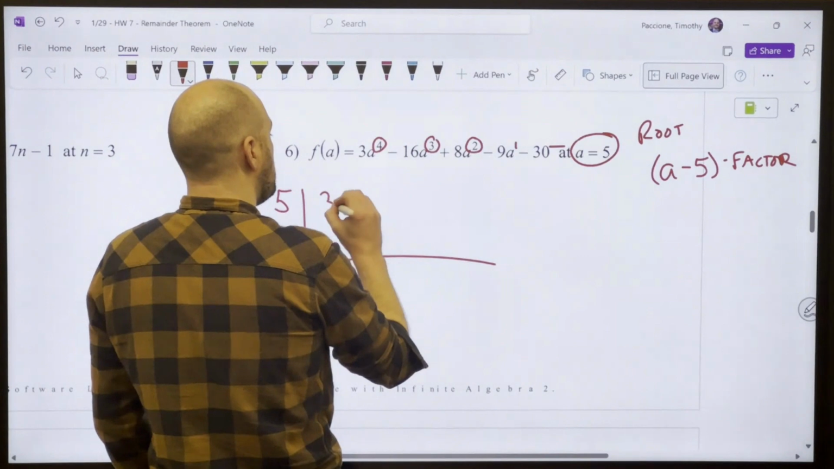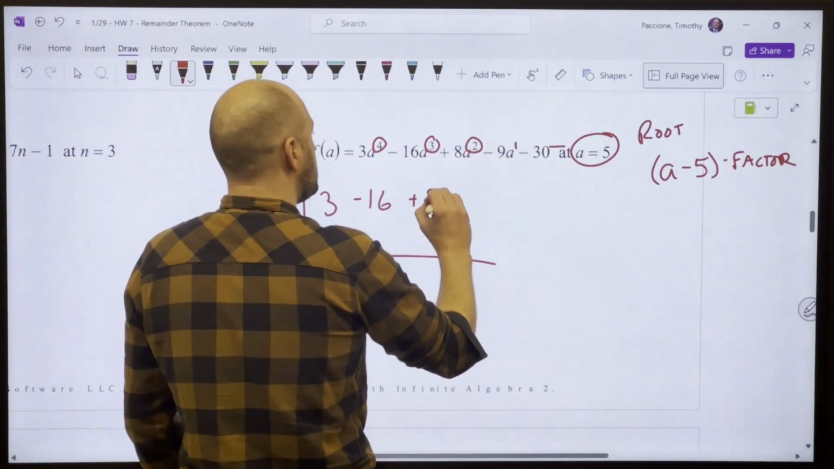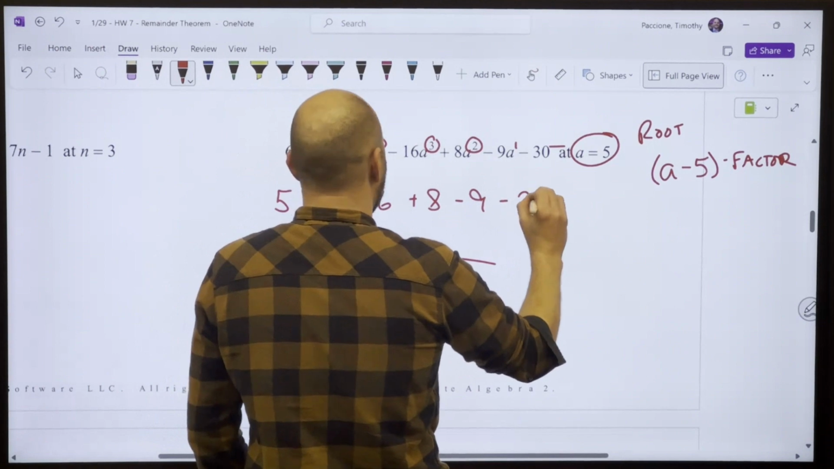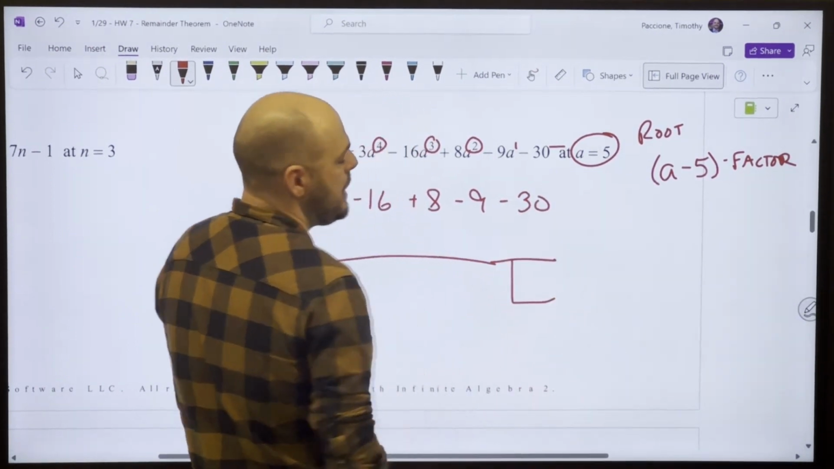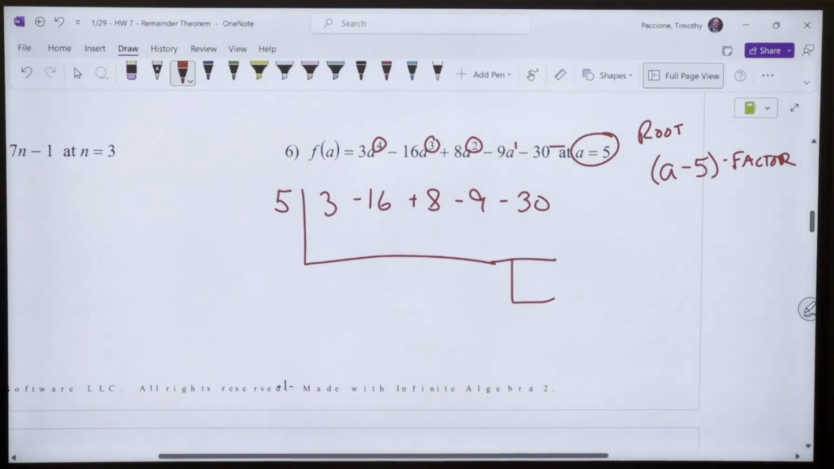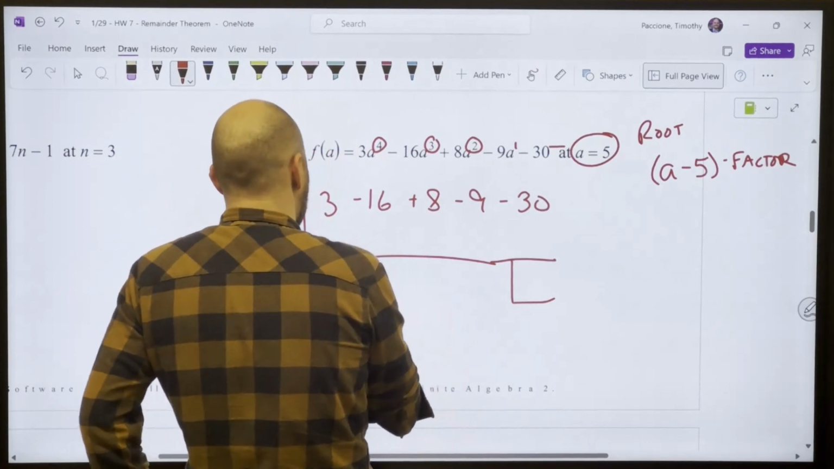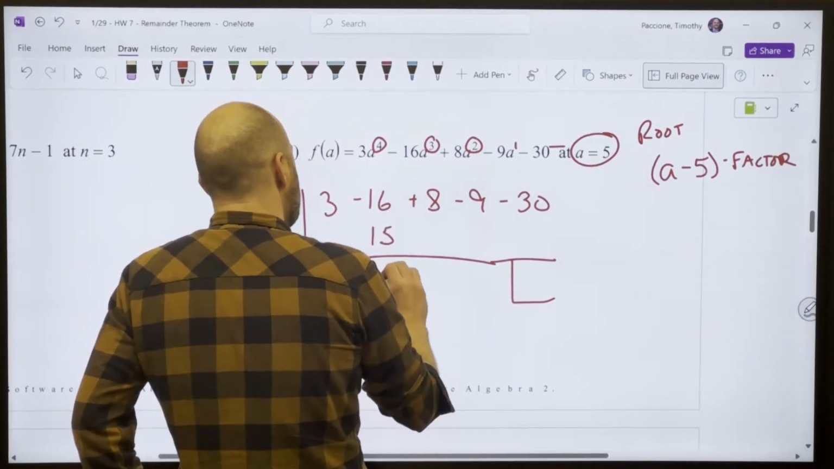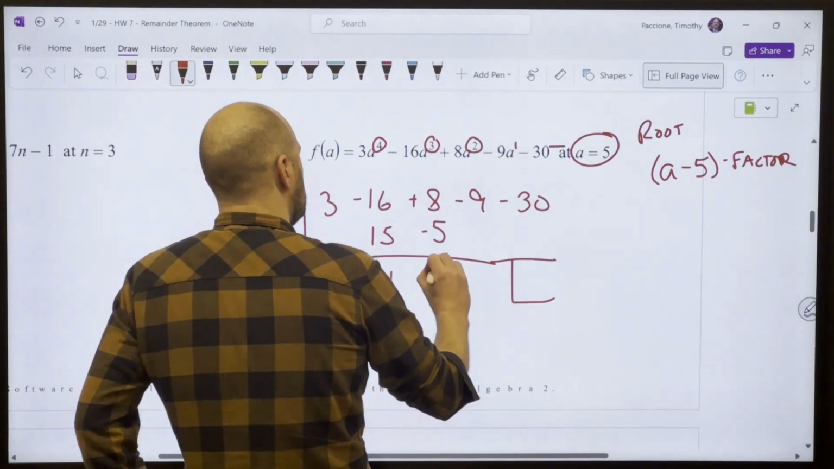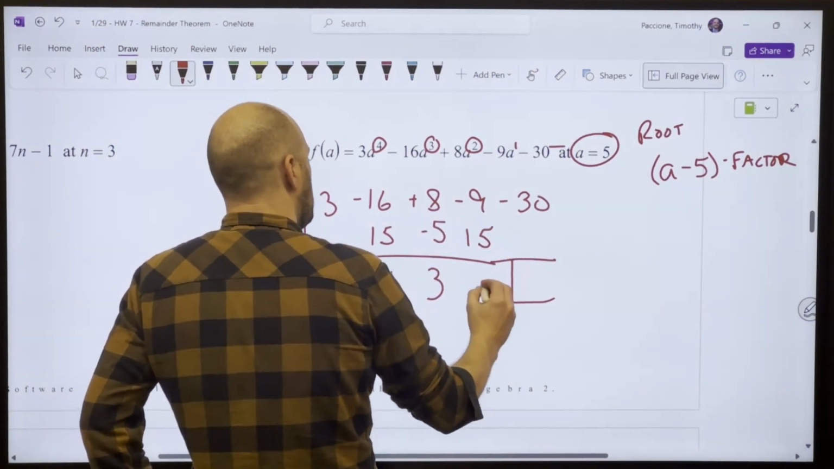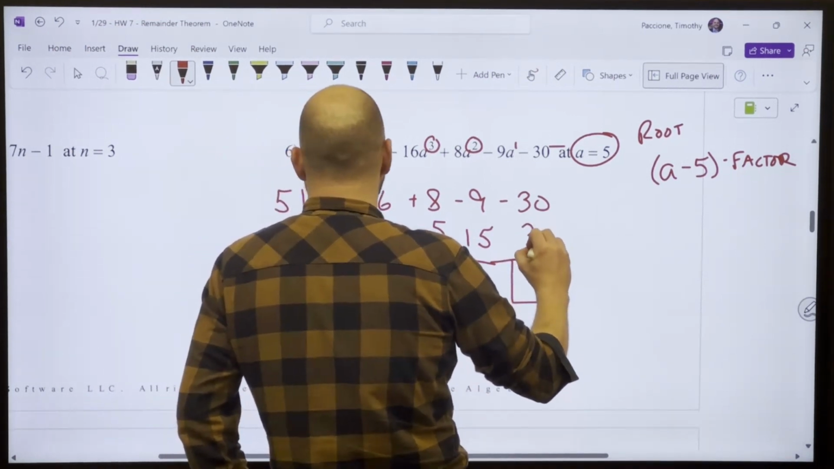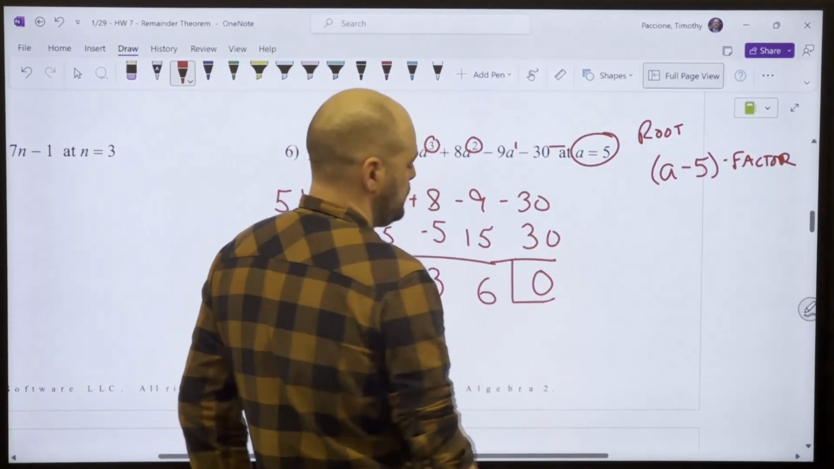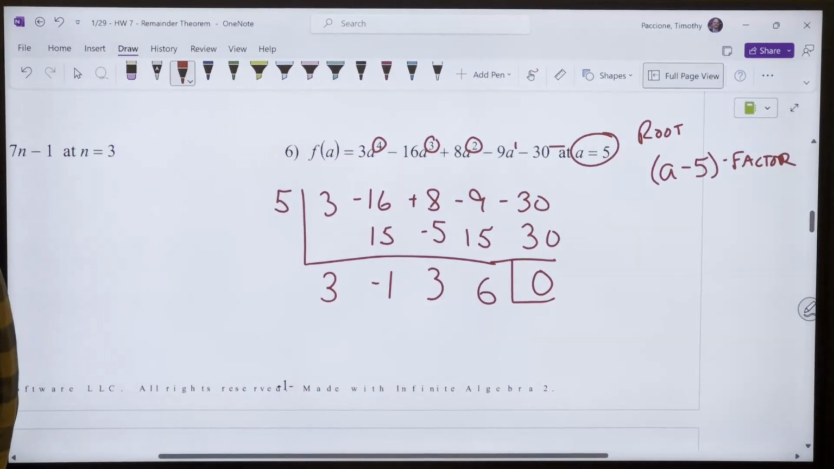So 3 minus 16 plus 8 minus 9 minus 30. And then I always put that box there. No matter what, I put that there right away, just so I don't accidentally think that's part of my equation. I know it's my remainder at the end, right? Okay, so bring down the 3, multiply, add, multiply, add, multiply, add, multiply, and I get 0.